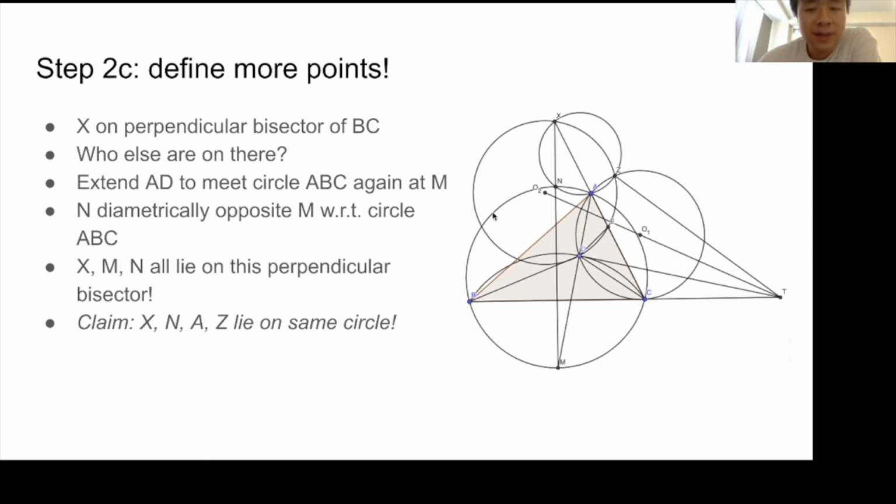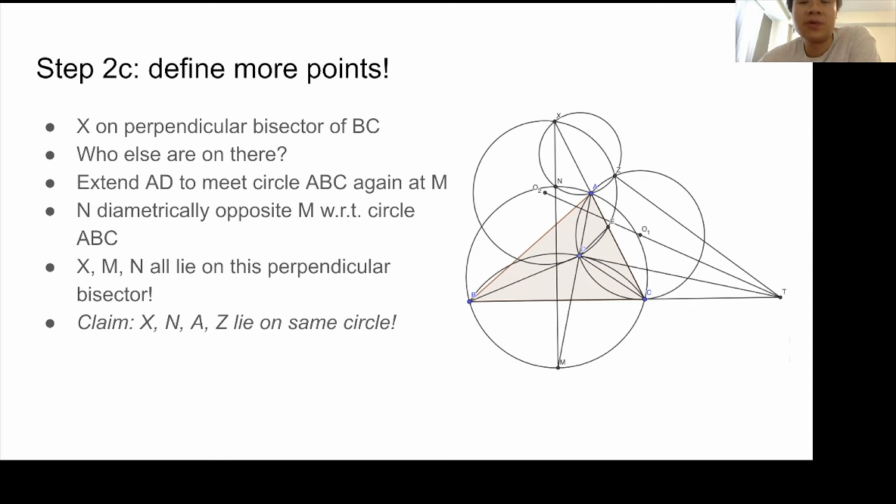perpendicular bisector. And finally, if you define another point which is N, where MN is the diameter of the circle containing A, B, and C, then N is also on this perpendicular bisector. So X, M, and N are all on this same perpendicular bisector of the line BC. Now with this, we have a bit more clue, and we can make more claims.